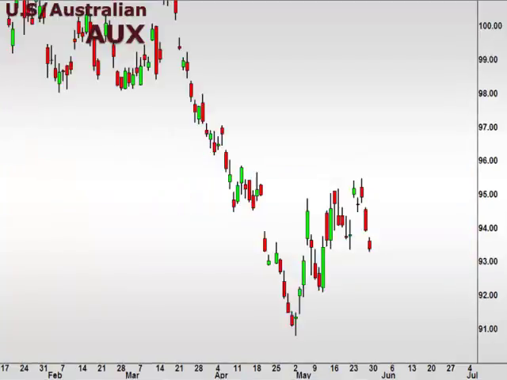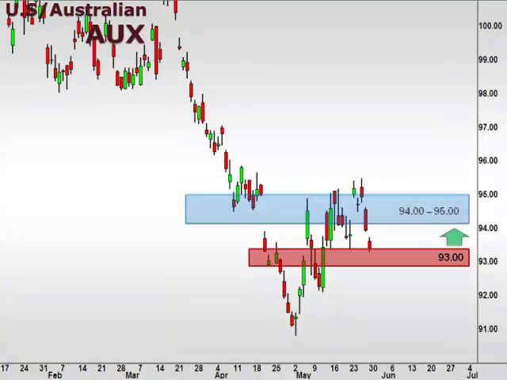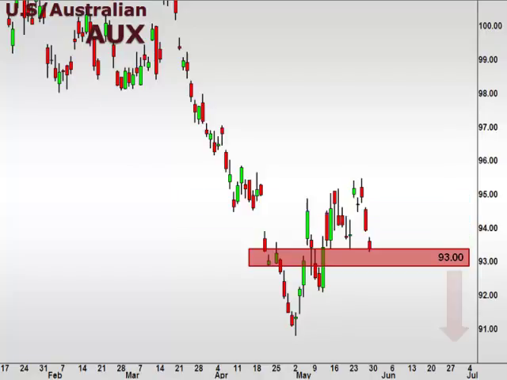The U.S. dollar versus the Australian dollar, as seen here in the ISE FX option pair value AUX, has retraced lower to test support at 93. Now the 94.95 focal zone remains an important overhead resistance to any upside continuation. Failure to hold 93 opens the window for further weakness.